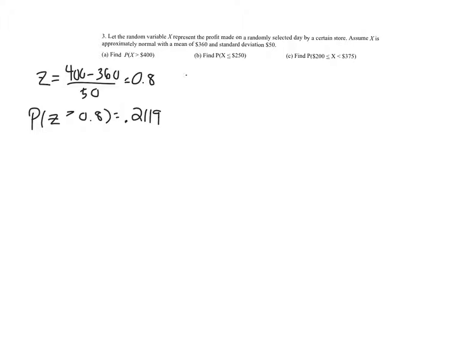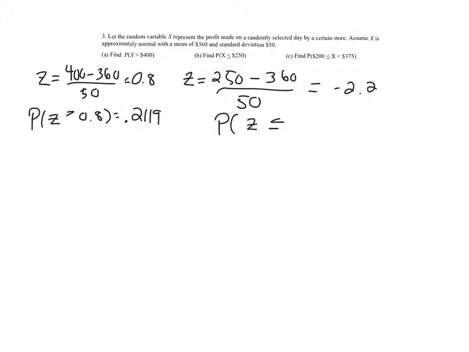For B, again, I have my z-score. It would be 250 minus my mean, divided by my standard deviation. That gives me a z of negative 2.2. My probability is z less than or equal to, match their symbols, negative 2.2. And I end up with a decimal of 0.0139. This time I don't have to do any subtracting. So that was A, there's B.